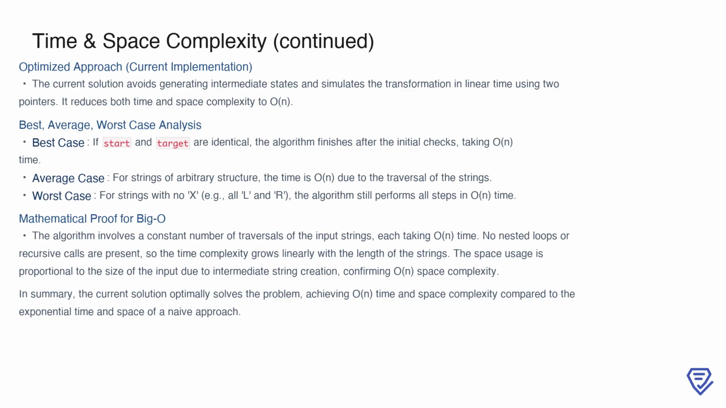Mathematically, the algorithm involves a fixed number of traversals of the input strings, each taking O(n). Since there are no nested loops or recursive calls, the time complexity grows linearly with the input size. Furthermore, the space usage is proportional to the input due to intermediate string creation, confirming an O(n) space complexity. This demonstrates that the current solution is both time and space optimal for this problem.